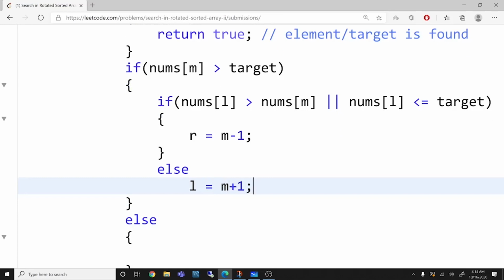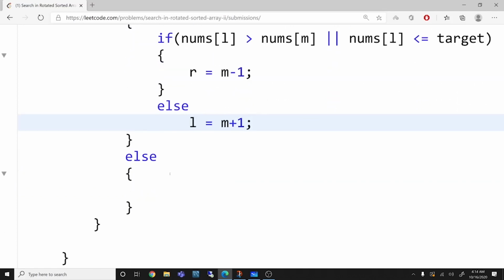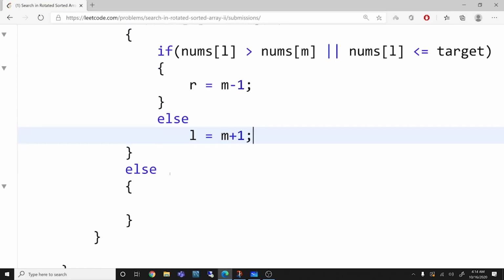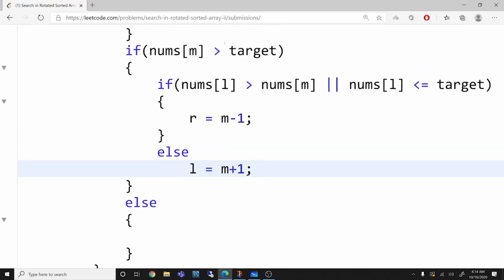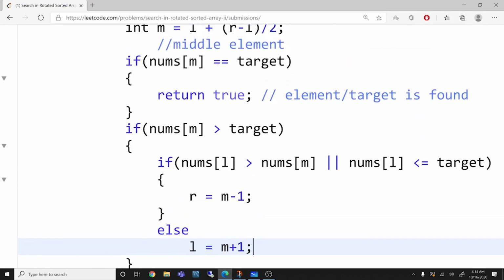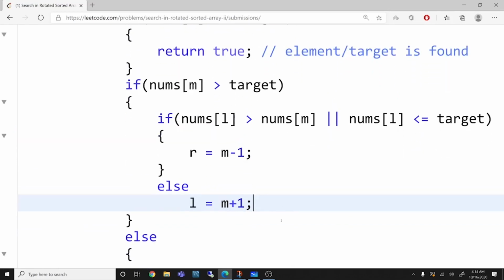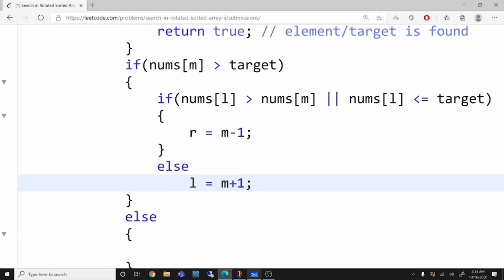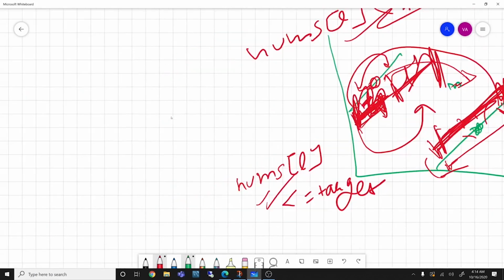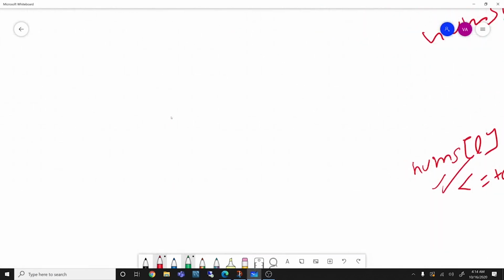These steps are quite standard to the binary search steps: if M is not the target, then I have to reduce my search space. So these steps are to reduce the search space. So now let's discuss the next part. So in the next part, if my nums of M is not greater than target and it is not equal to target, then that means my nums of M is less than target. So let's look at this part as well, right? So the condition is nums of M is less than target.